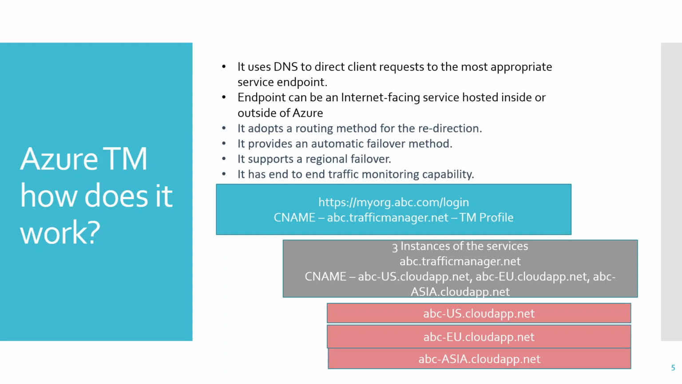And again, the traffic manager can be attached to a parent DNS called myurl.abc.com. So the CNAME in the parent domain is abc.trafficmanager.net, which is the traffic manager profile. So what happens when a user goes to the myurl.abc.com login page? It goes to the traffic manager profile, and the traffic manager profile in turn routes the request using the available routing technique to the available applications. It can be US, EU, or Asia. That is how it works.